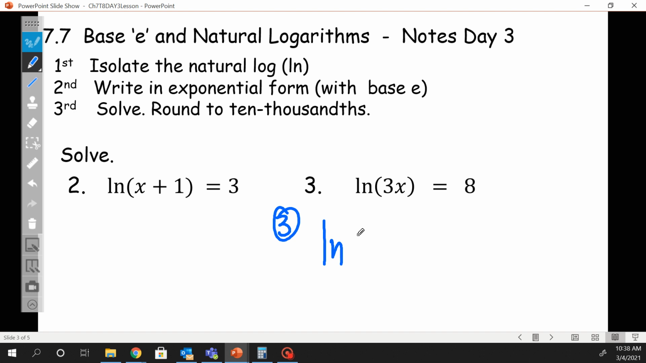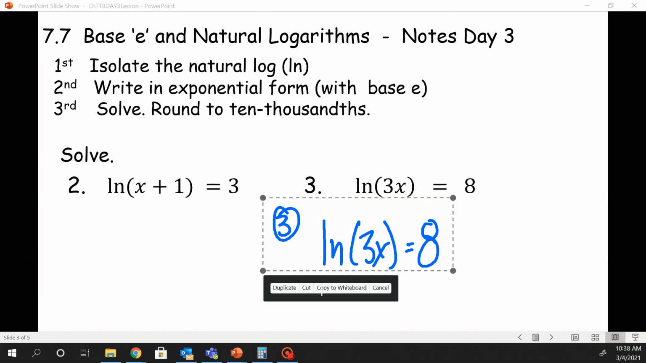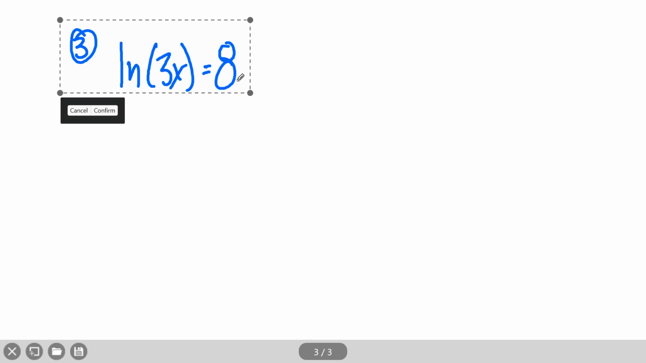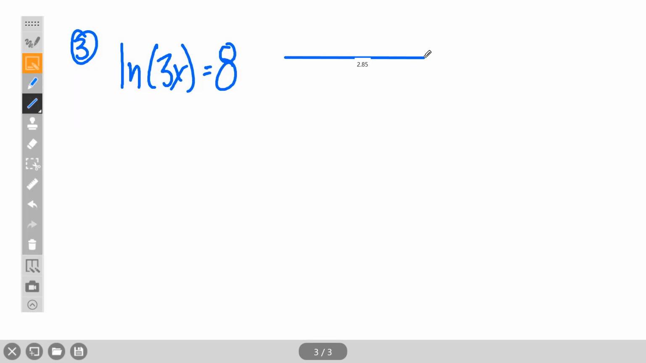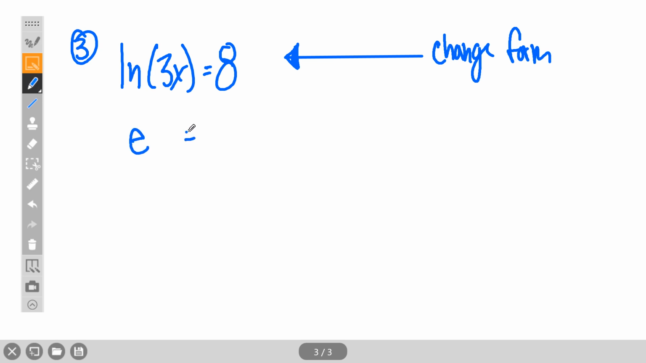All right, number 3, we have the natural log of 3x is equal to 8. Of course, we would start this problem by making sure that the base is by itself, which in this case, the log is by itself. But of course it is. There's nothing multiplied, nothing added. So we can jump to the next step, which is to change the form here. Okay, so changing the form would put us into exponent form, which would mean our base is e, since the base of our logarithm is e, and then these two can switch. So the 8 will be the exponent here, and then 3x on the other side.